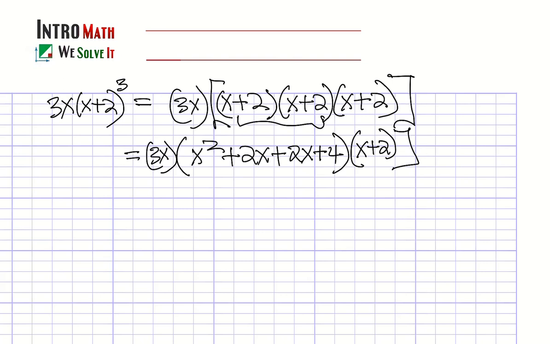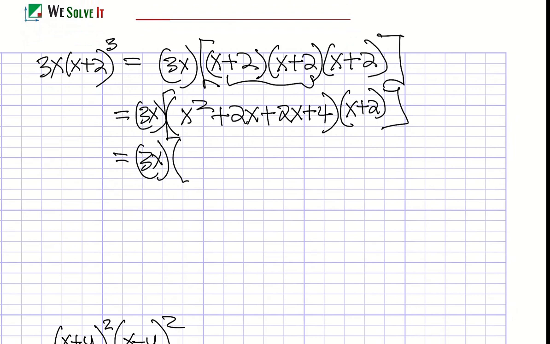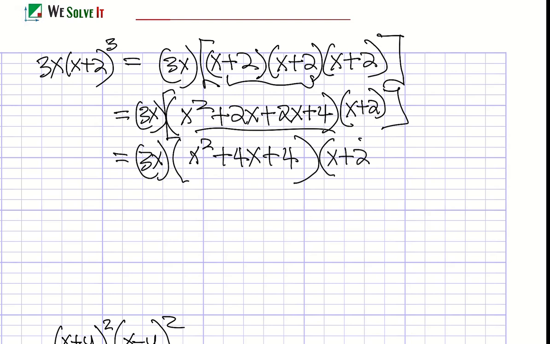So we keep going. We also have this one outside. We'll isolate it and leave it there. Okay, this is actually like that. So let's simplify this. We get x squared plus 4x plus 4, times x plus 2. So we're going to do that first. So we'll do 3x.